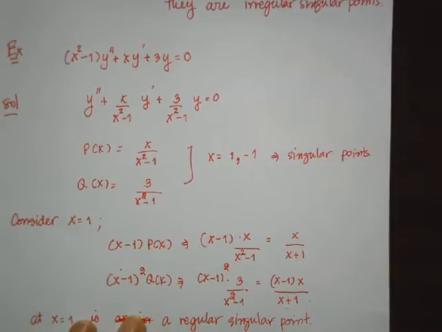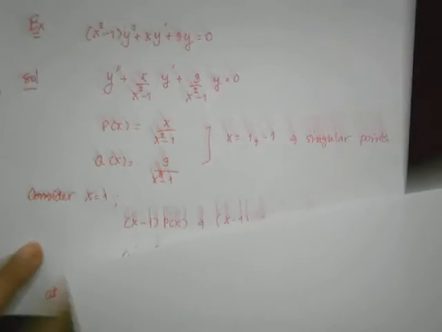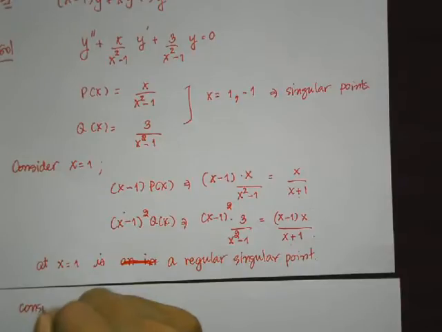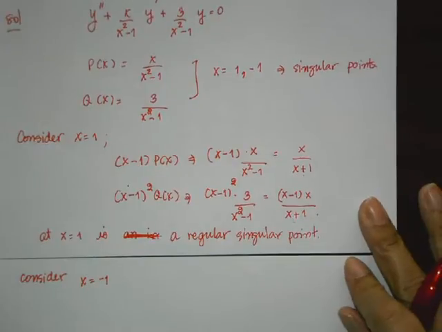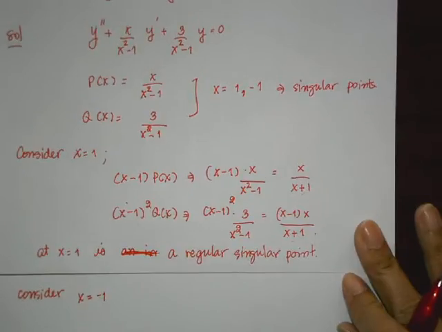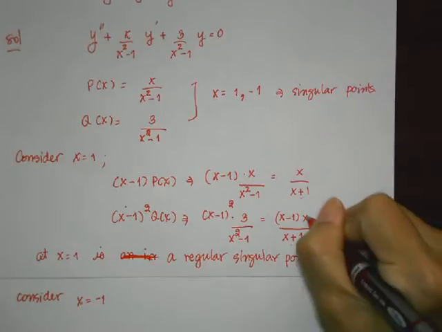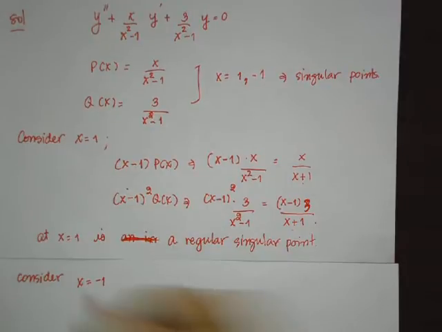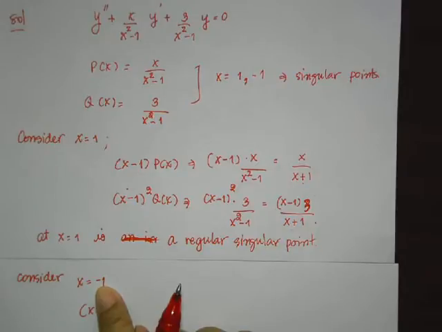We do the same as x equal to 1 with x equal to minus 1. So now x is equal to minus 1, so this one you would get x plus 1, right? Because x minus x0, our x0 is equal to minus 1, minus and minus becomes plus.